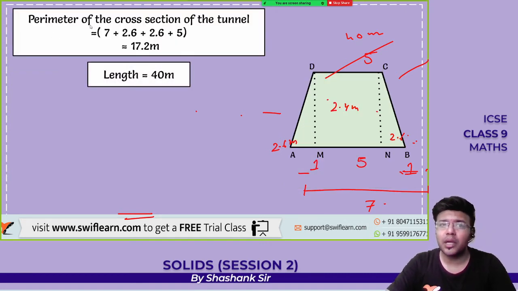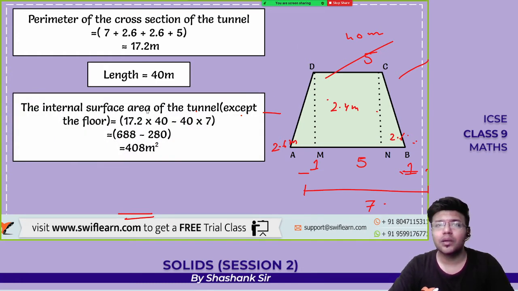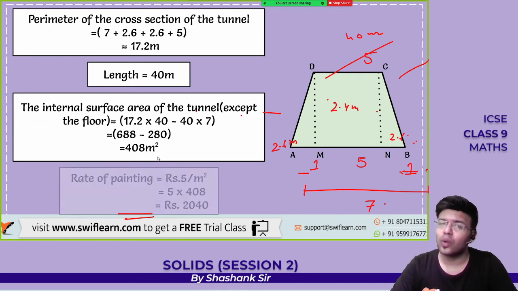So the perimeter of the cross section of the tunnel is 7. Okay, 2.6 meters, 2.6 meters and 5 meters. The length is 40 meters. The internal surface area of the tunnel except for the floor is this whole thing into 40, minus, we need to forget this 7. So it is 408 square meters.